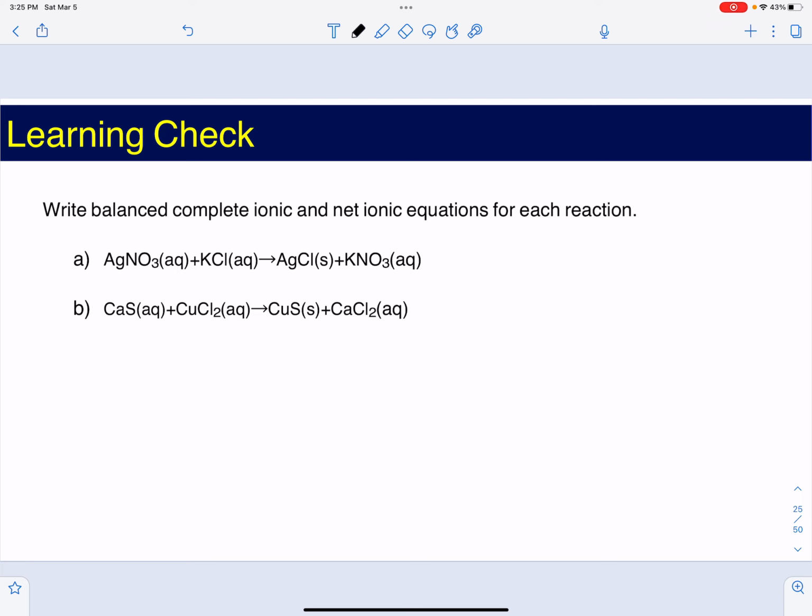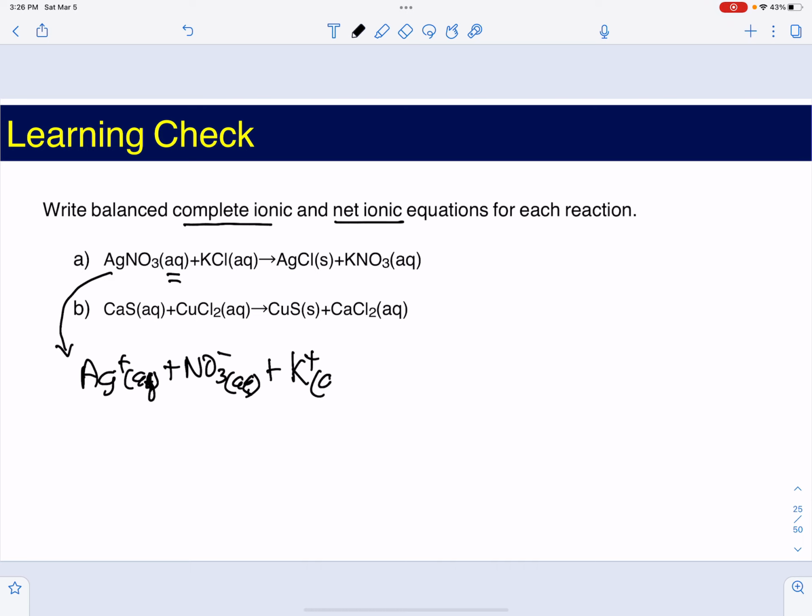And now we have to do one more thing, and we already did it. We already talked about complete ionic, and we talked about net ionic. So for the first one, we're gonna have Ag plus aqueous plus nitrate aqueous, and I'm just duplicating that, plus K plus aqueous, and those charges are coming from the periodic table, plus chloride aqueous, producing silver chloride, which is a solid.